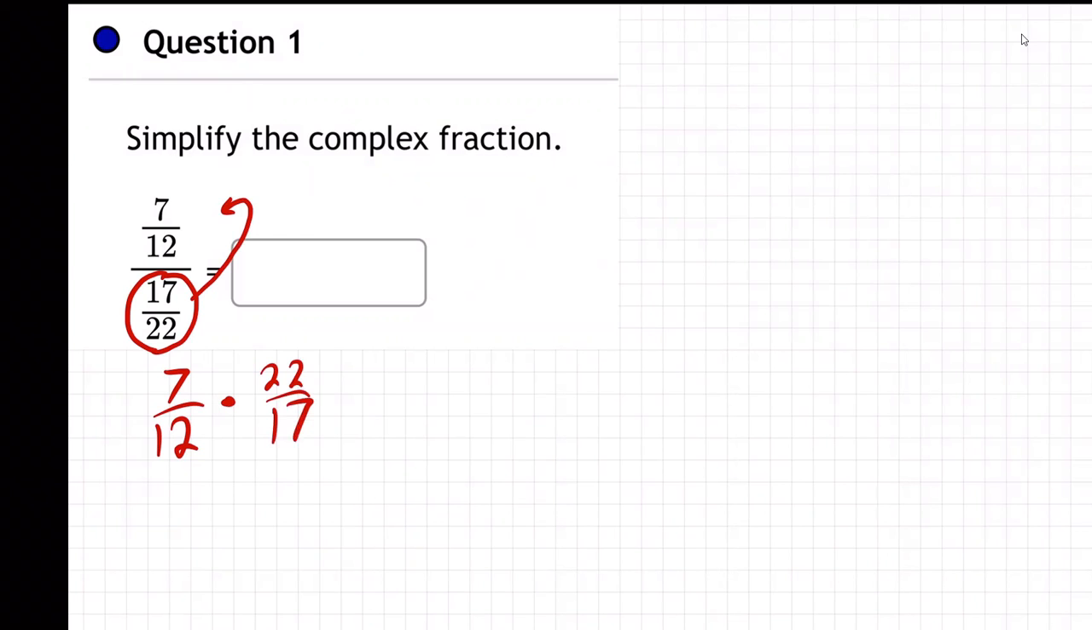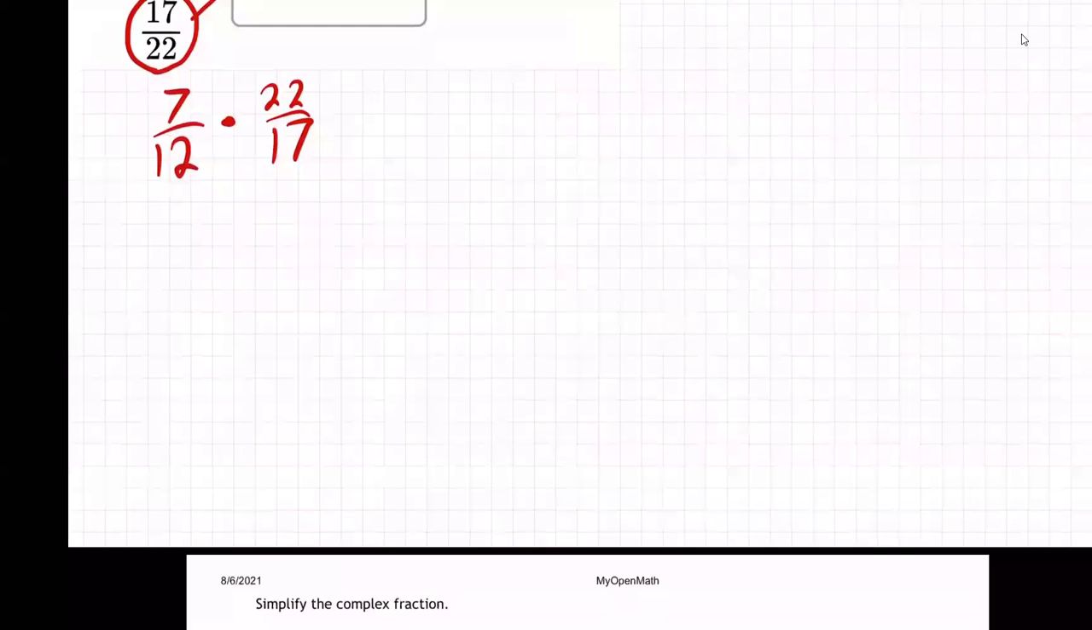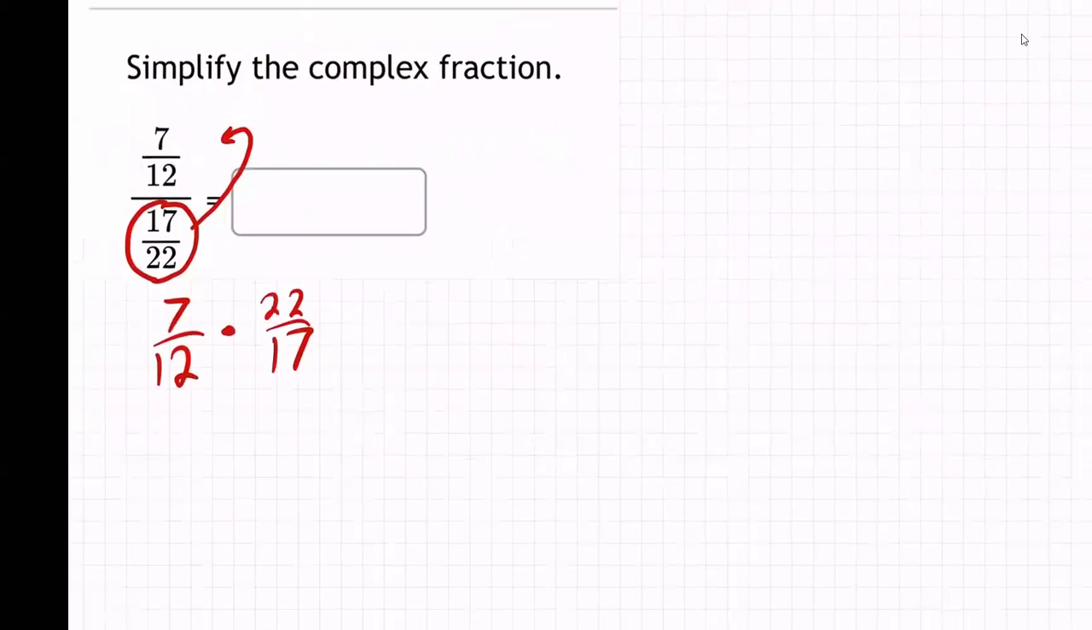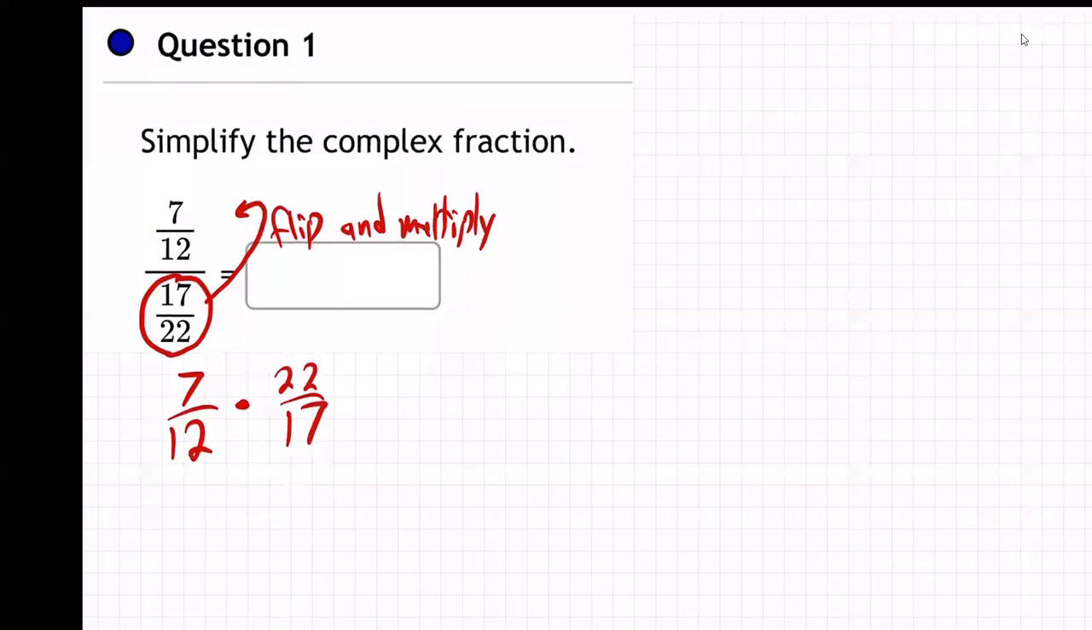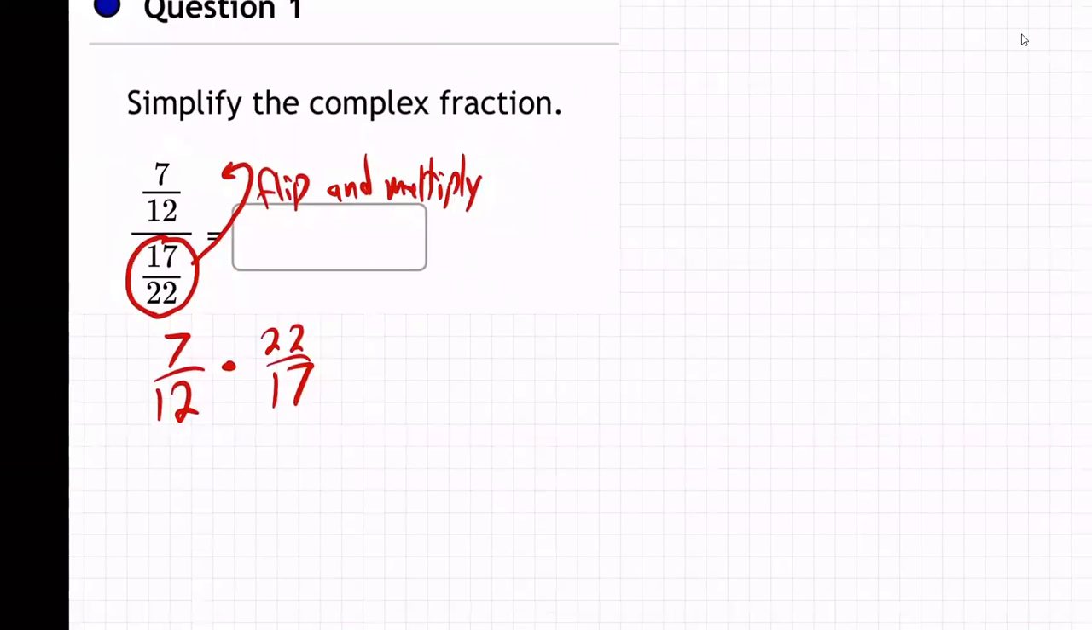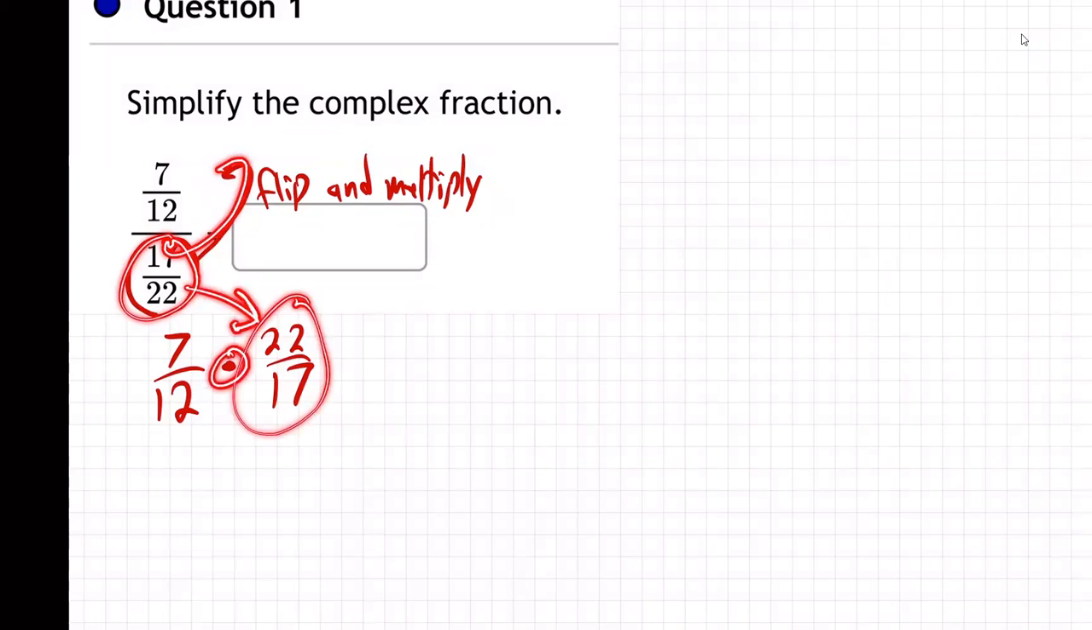What just happened there? Well, I flipped it. Flip and multiply is what we could call it. So you grab what you've got in the denominator, you flip it upside down. See how it's been flipped upside down? And now it's times.